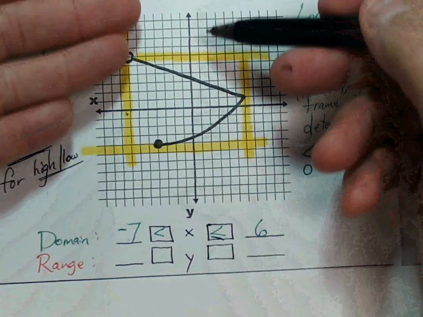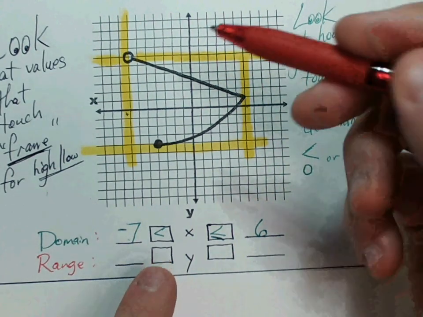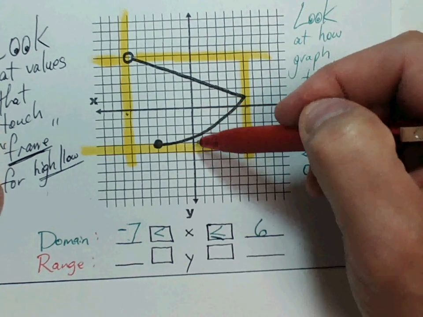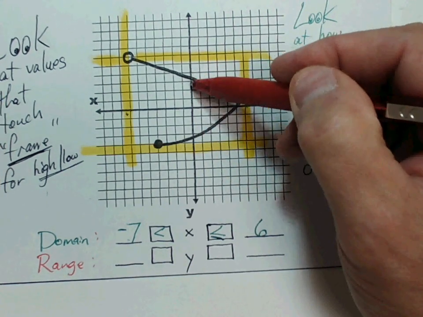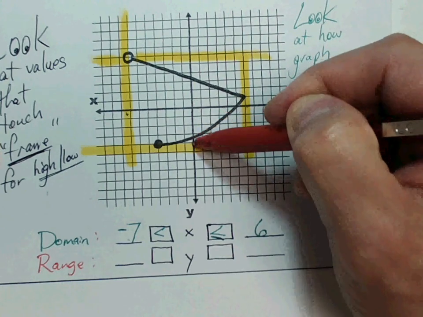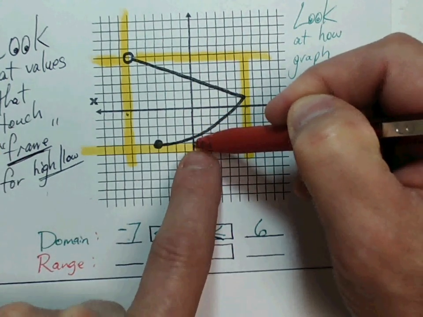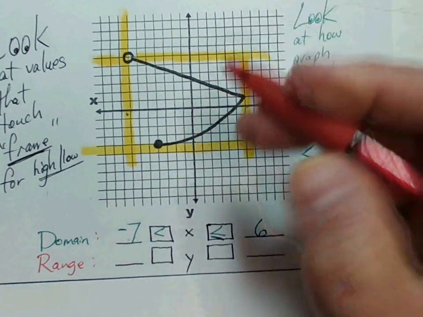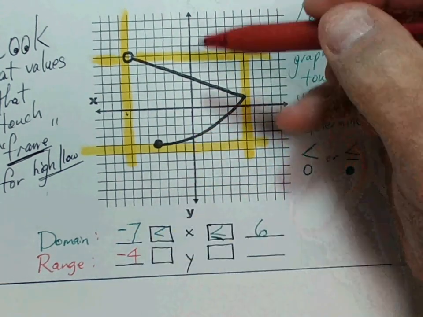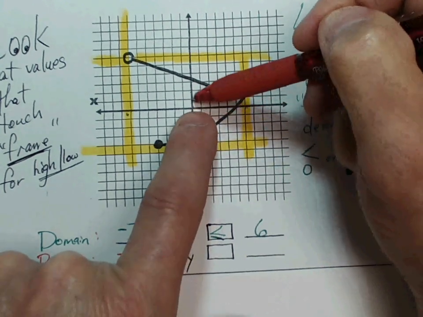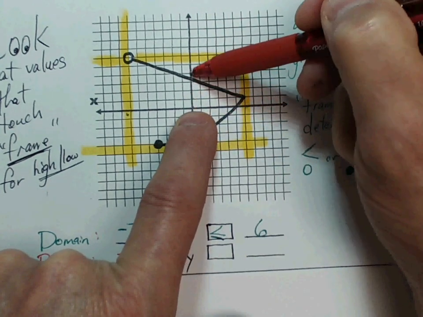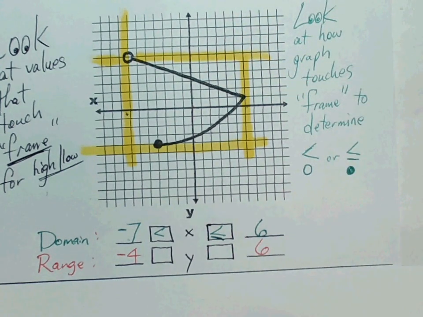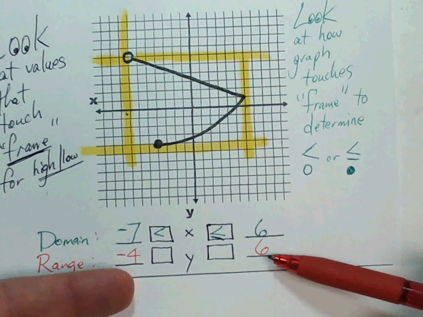So now we're going to do the same thing for my range. Okay? I'm looking at the values for my high-low. I'm looking at the frame that's touching this. So my frame right here on the y-axis, my low frame goes down -1, -2, -3, -4. And my high values on my frame goes up to 1, 2, 3, 4, 5, 6. Alright, so look at the frame for your high-low.